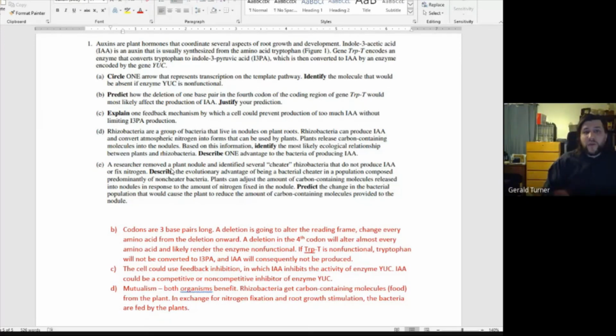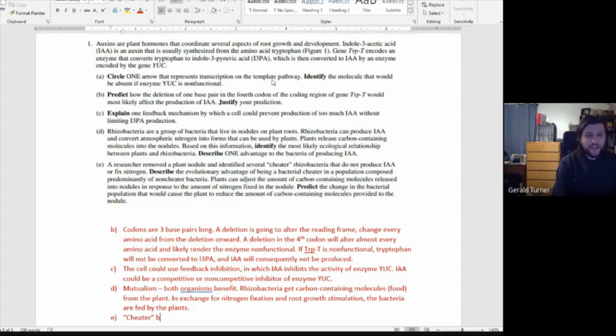So when you're looking at multiple things interacting, what you really want to do is think about how is one thing going to affect the other? Where's the benefit going to be? For that last question, we're looking at cheater bacteria. So cheater bacteria, they have the advantage that they're basically getting a free ride.